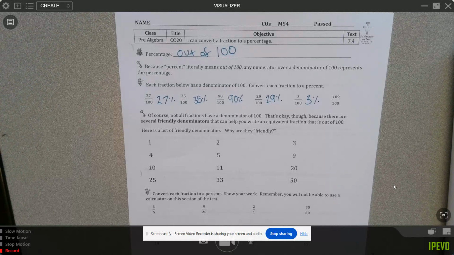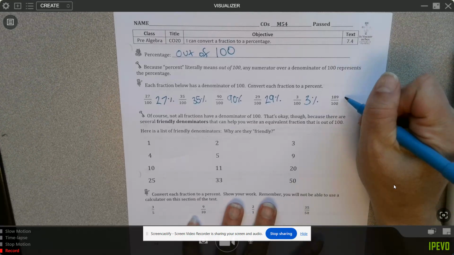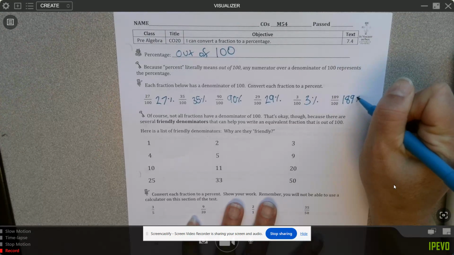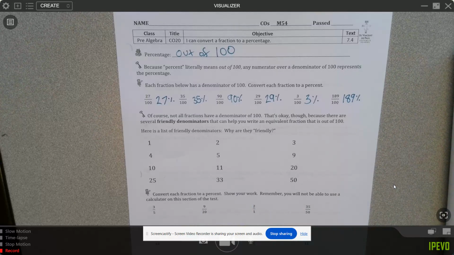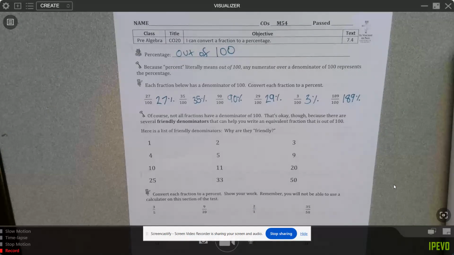Who else knows? Robbie? 189%. So if it's already over that 100, it's really easy. If it's over 100, you just take the numerator and you make it into your percentage.